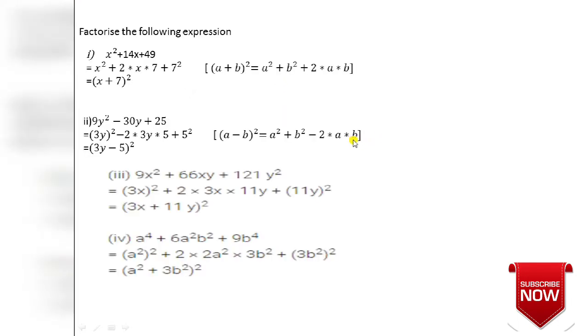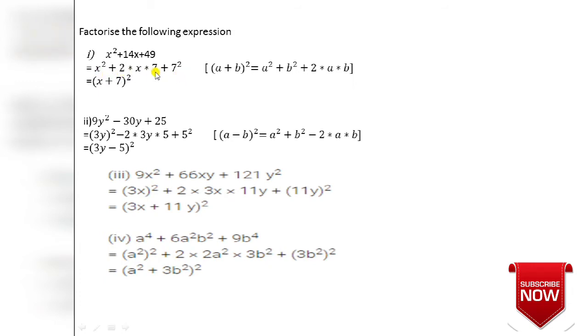Students, let's start discussing the sums using this formula. The first sum that is given here is x square plus 14x plus 49. We have to break this sum in the form of a square plus b square plus 2ab. So in this sum, x square can be written as x square and 49 can be written as 7 whole square. So here a is x and b is 7.